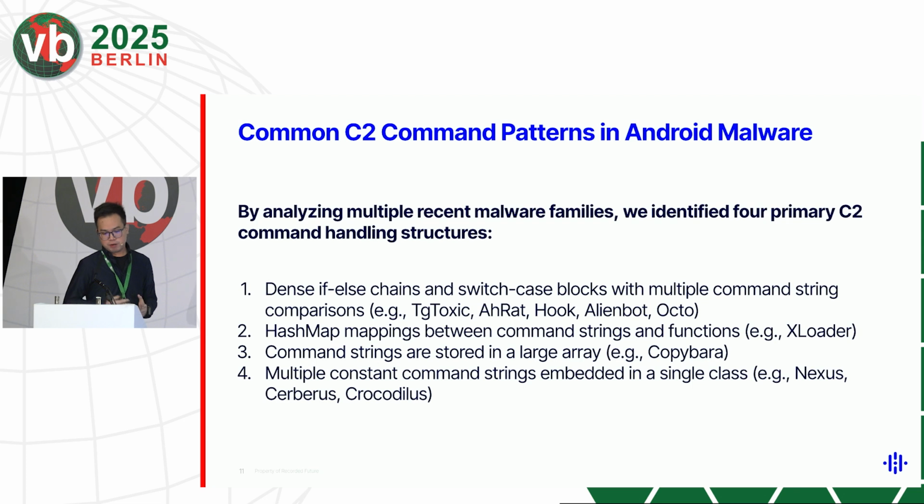By analyzing many malware families, we have identified 4 primary patterns. First, the class we just saw, which we can call conditional jumps, with if-else or switch statements. Second is dictionary mapping, which uses a HashMap to link the commands and the functions. And third is the array-based pattern, which stores commands in a large array. And finally, constant definition, where commands are defined as multiple constant strings in a class. Now let's look at each of these patterns with real-world malware families.